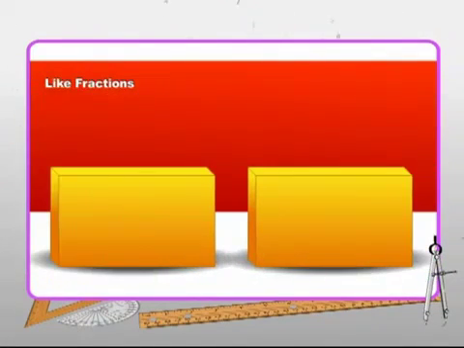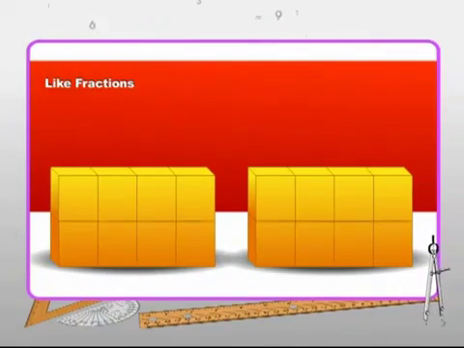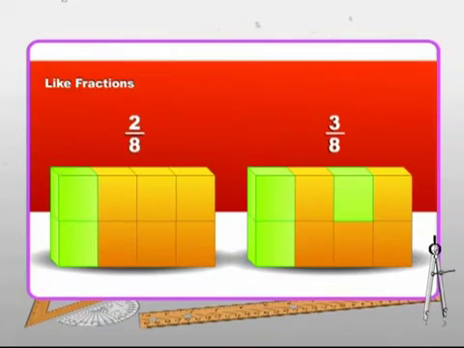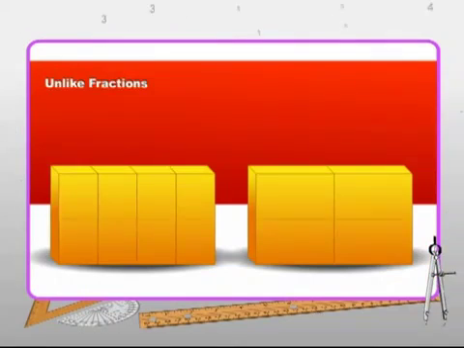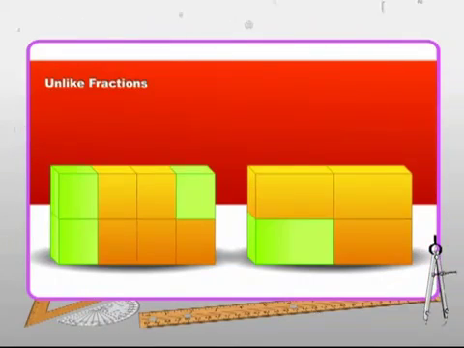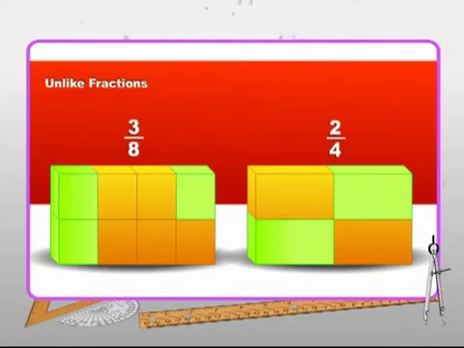The second type of fraction is like fractions. These are the fractions having same denominator. Example, 2 by 8 and 3 by 8. Both fractions have 8 as their denominator. Unlike fractions are those which have different denominators. 3 by 8 and 2 by 4 are unlike fractions because they have 8 and 4 as their denominators.